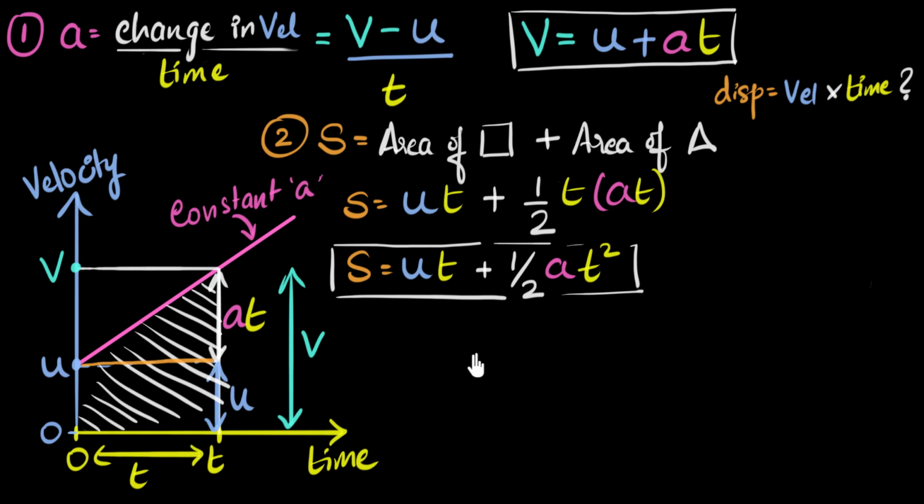Two down, one more equation to go. At first you may be like, wait a second, why do we need a third equation? I mean, we wanted V and S and we got that, right? Well, you're right. Actually, we just need these two equations. However, if you see properly, you can see that both these equations depend on time. And sometimes in our problems, time will not be given to us.